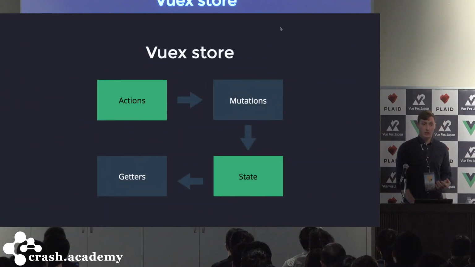If you take a closer look at the store, it's made up of 4 main parts. You have actions, which are asynchronous functions that can commit mutations. Mutations, which are functions that take state and then update values in the state. The state itself, and then getter functions, which can compute values from the state.